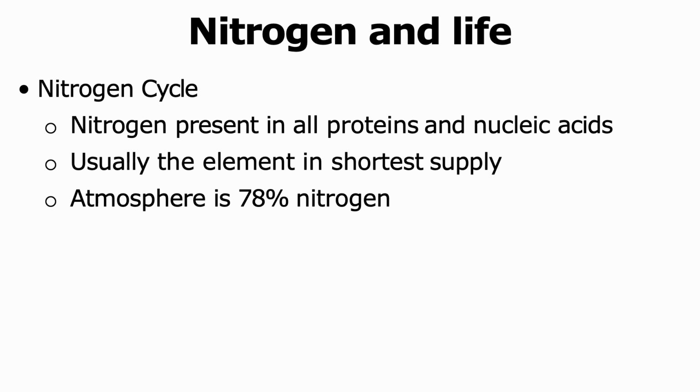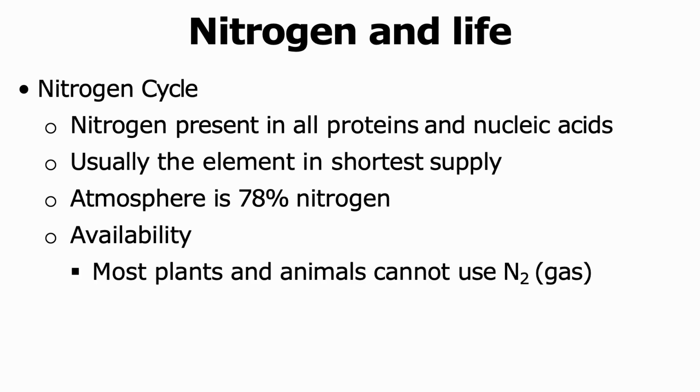However, this 78% nitrogen gas is not readily available. This is because most plants and animals cannot use nitrogen gas as a source of nitrogen. They instead use nitrogen-containing compounds like ammonia and nitrates.